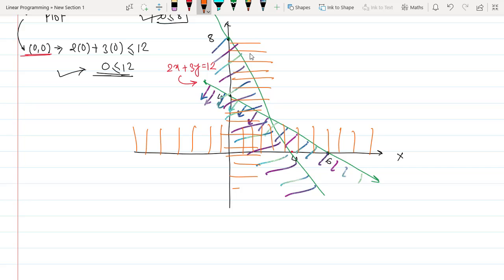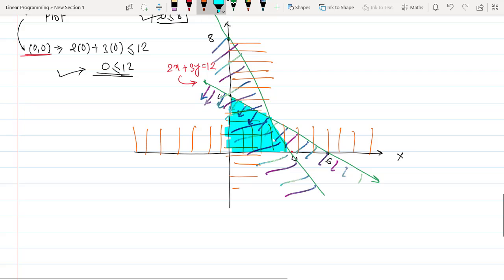But in combination, if I combine all these four inequalities, what solution set will I get? So look for the common region of all these four. This is how I get the common region for all. So here we go. This is the solution set for the given system of inequations.